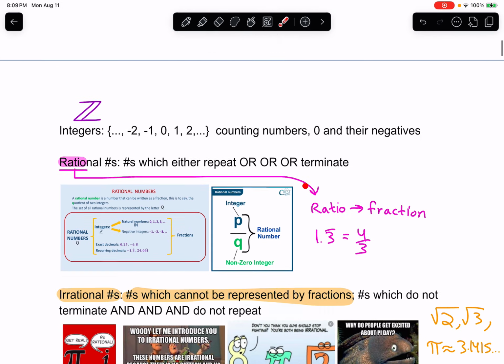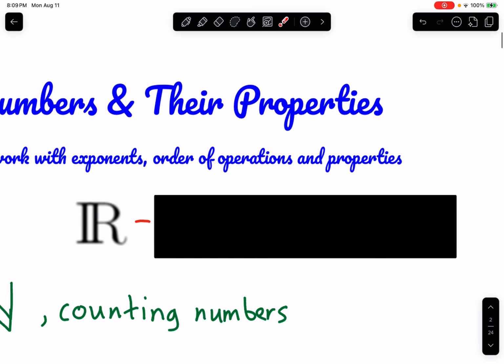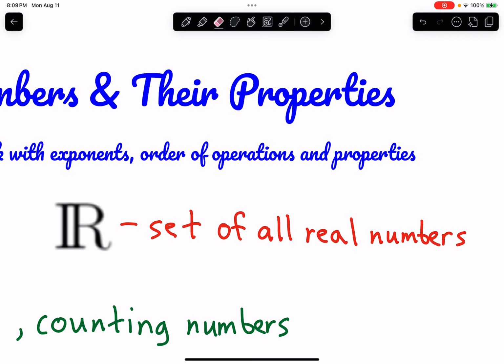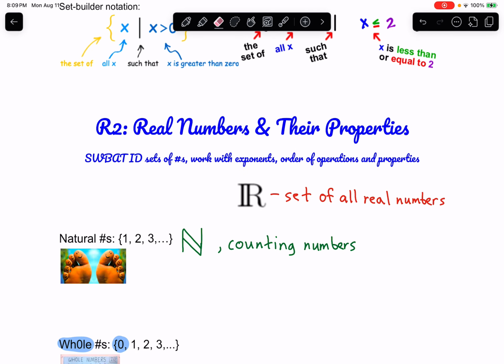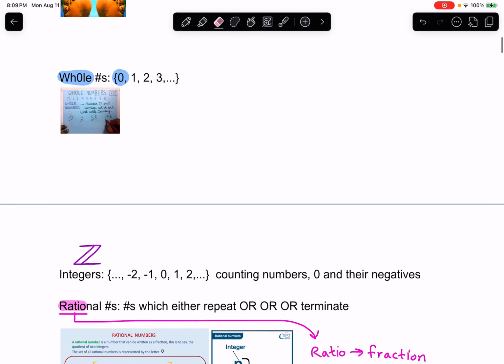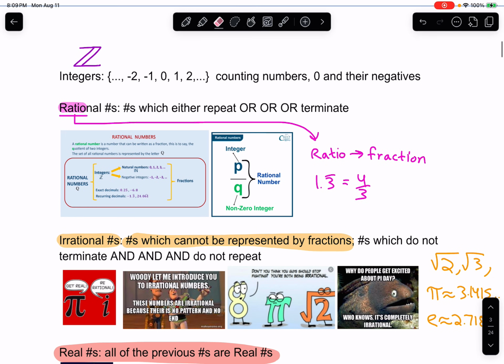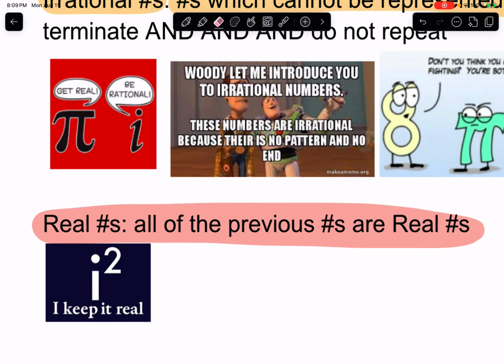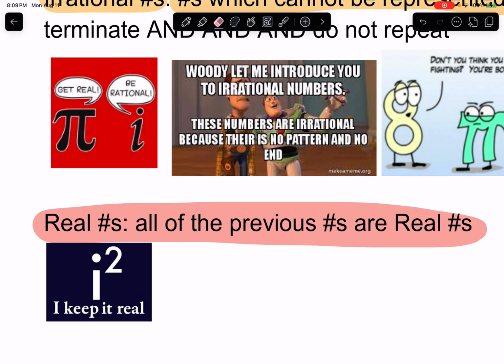If we go back to the top of the notes, this double stacked R symbol here is for the set of all real numbers, okay? So natural numbers are real, whole numbers are real, integers, rational, irrational, all of these numbers are real numbers. And so you might be looking at this and wondering, why is this called a real number? Is there such a thing as a fake number?